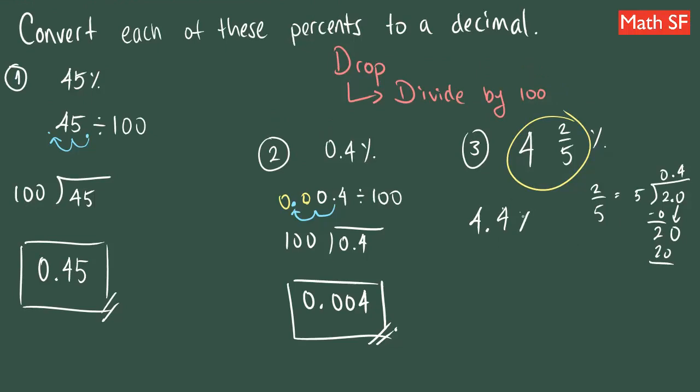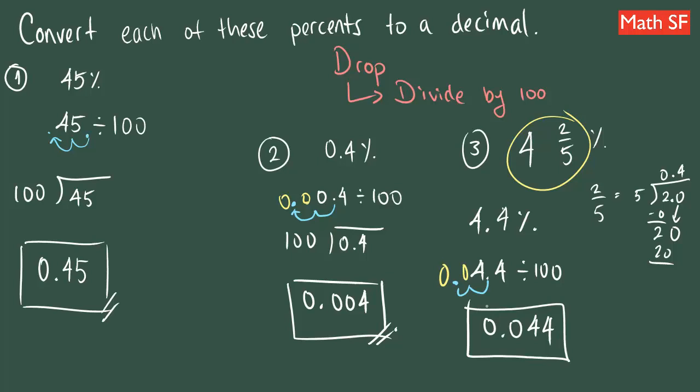Now let's drop this percent sign. How are we going to drop the percent sign? By dividing by 100. Once again, recall that you can opt to do long division. However, we're going to move the decimal 2 spaces to the left and fill the rest with zeros. So our answer should be 0.044. Any single time that you have to drop the percent sign, you must divide by 100.